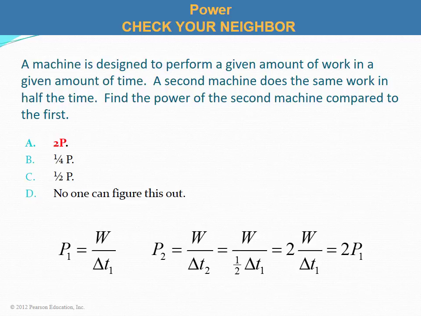The answer is A, twice the power. Power is work over the time interval. The second power is the same amount of work divided by a new time interval, which is half as long as the first. And this gives us twice the amount of power as the first.